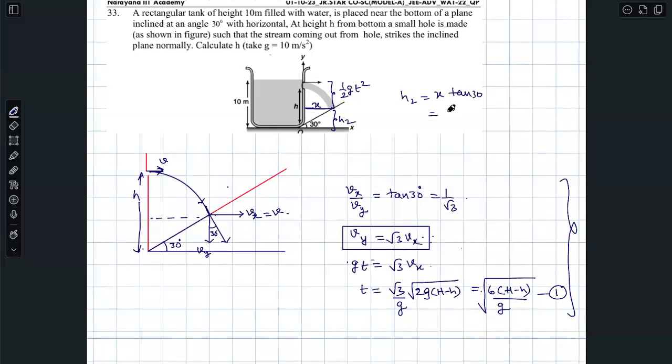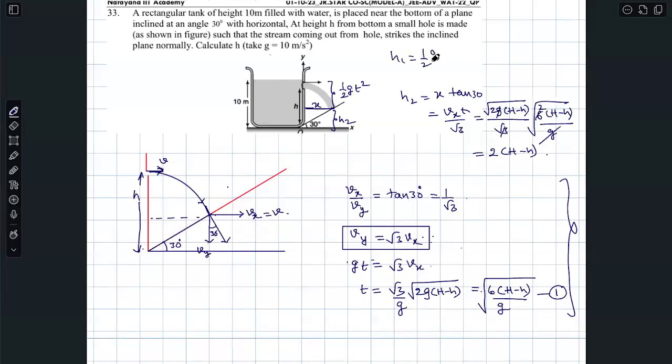x is nothing but Vx t, by root 3. Vx is nothing but minus small h by root 3. t is nothing but, by g, g cancels, 2 times. Finally I am getting 2 times capital H minus small h.